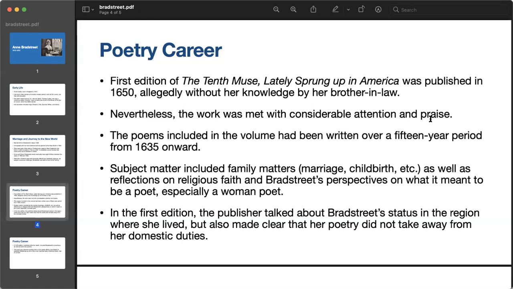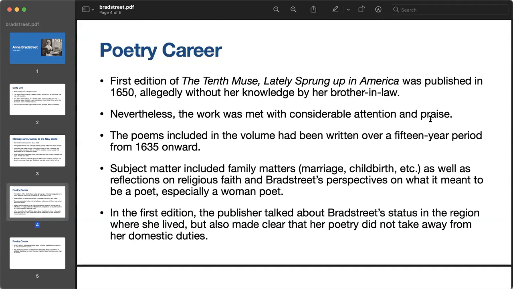But then there were also those who would argue, well, a woman who is meant to be serving in the home, meant to be serving her husband and her children, has no business writing poetry. Nevertheless, despite these obstacles, the work, even on its first publication, was met with considerable attention. It was met with considerable praise. It was heralded pretty quickly as a landmark achievement in poetry.